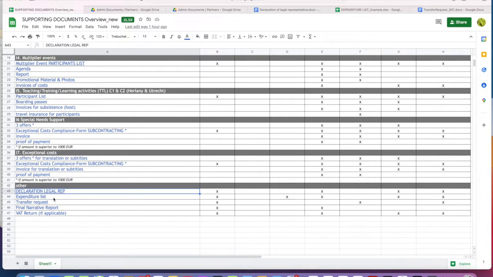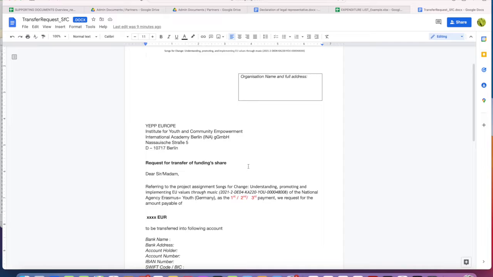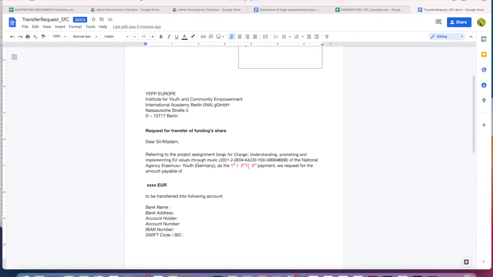Then you have the expenditure list. I will go through it in a second. It's where we gather all the documents related to costs and expenditures of the project. The transfer request is also on the Google Drive. It's a document to be filled in to receive the first, second, third tranche of your budget.